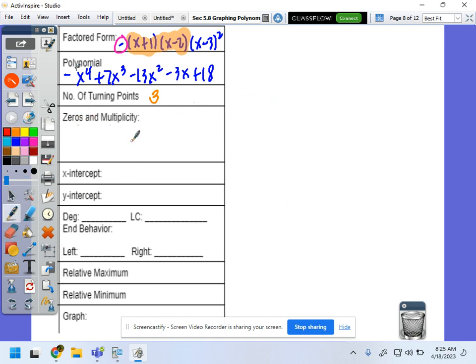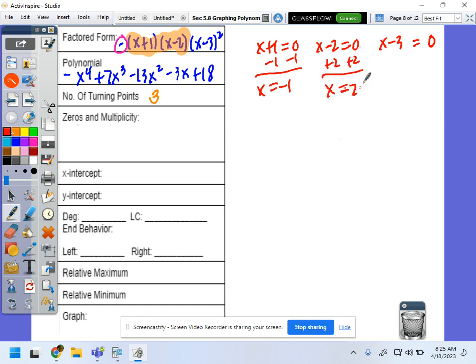Zeros and multiplicity. You can get this one from the factored form. I have here x plus 1, set it equal to 0. I have x minus 2, set it equal to 0. x minus 3 squared equal to 0, but you don't put the square, just set it equal to 0. Solve for x each of them, so x equals negative 1, x equals 2, and x equals 3. So the zeros are x equals negative 1, x equals 2, x equals 3. But the multiplicities are m equals 1, m equals 1, m equals 2 here.